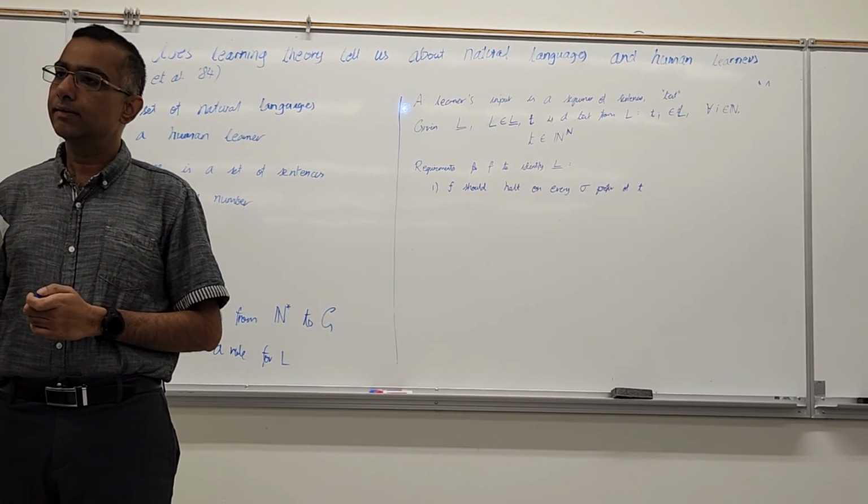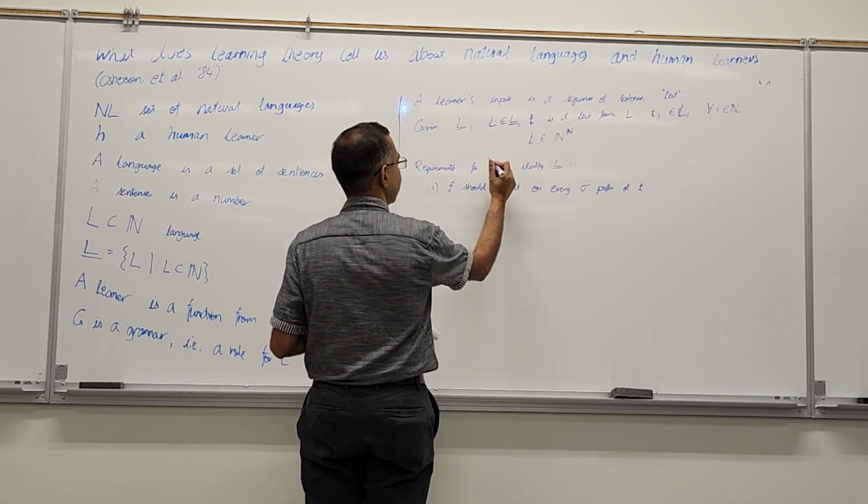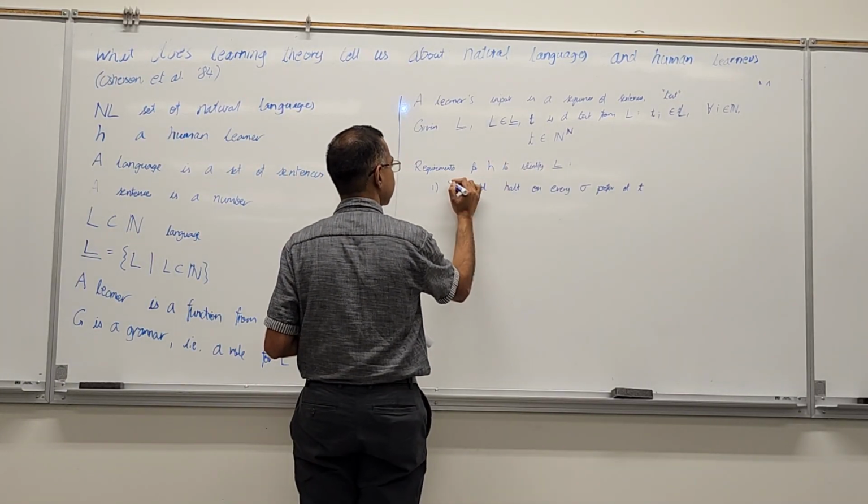Do you have a question? Yeah, sorry, what is F? I might have missed it. F, the learner. Oh, sorry. I guess I call this H, right? So it's a learner.